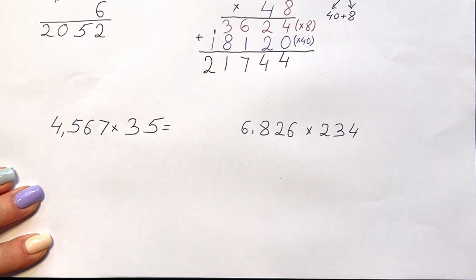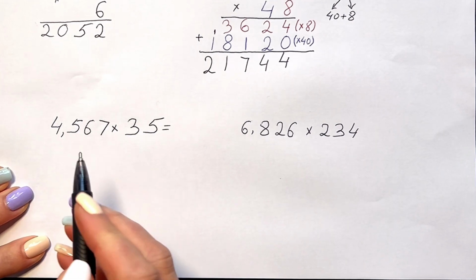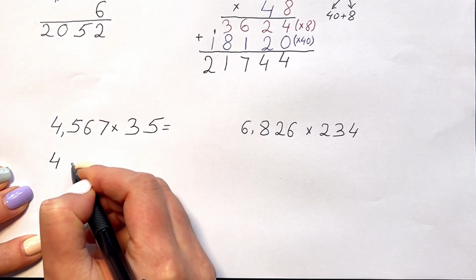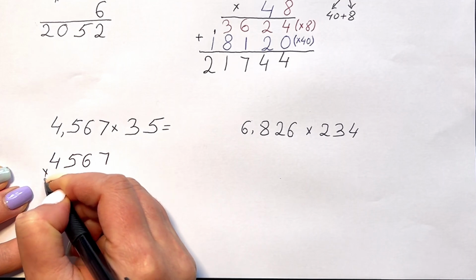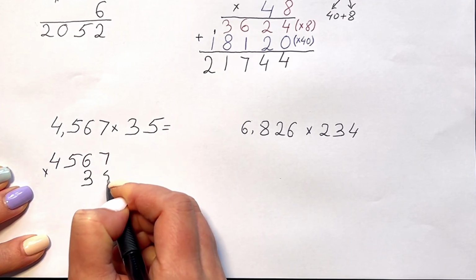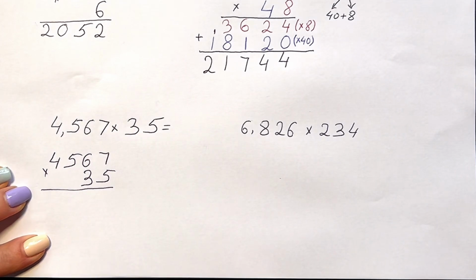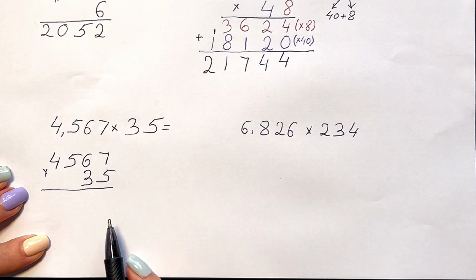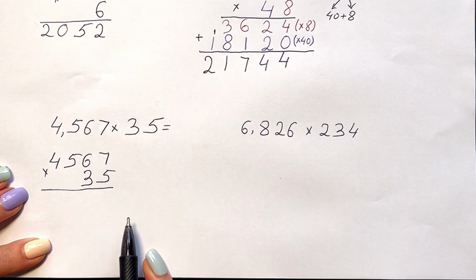Let's try another example. 4,567 times 35. Let's line them up by number places. Again, the same way, in the first step, we will multiply 5 by the top number. Then in the second step, we will multiply 3 by the top number. Then we will combine the answers.